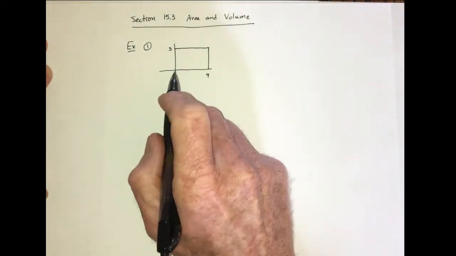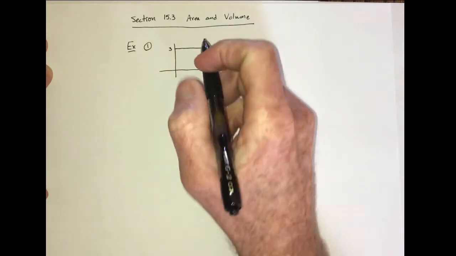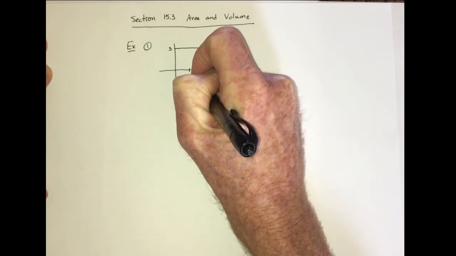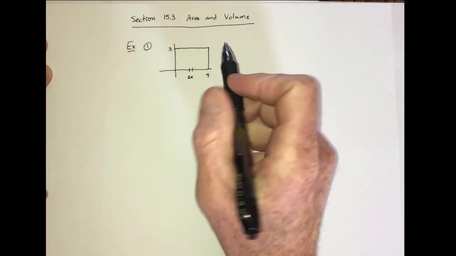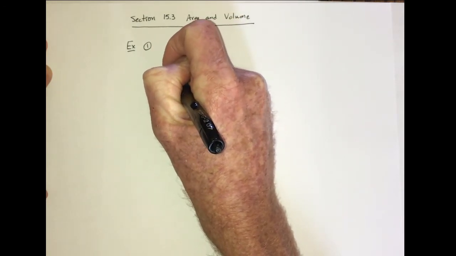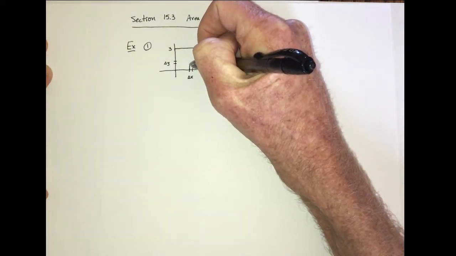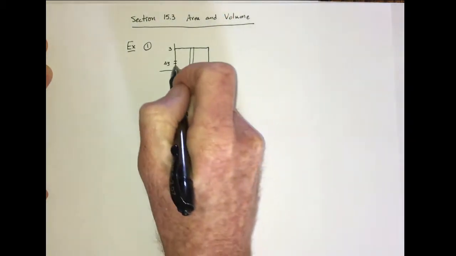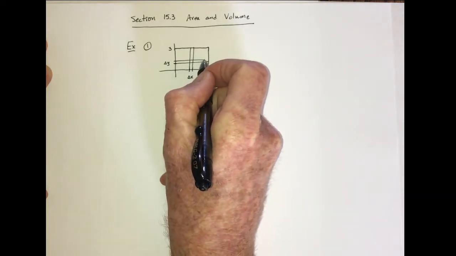So what you do is you take this interval that goes from 0 to 4 and you divide it into a bunch of pieces. Each one is going to have a width of delta x. Then take the y-axis going from 0 to 3 and divide that into a bunch of pieces. Each one is going to have a width delta y. So then you have a strip that's going up like this that is a width of delta x. You have a strip going across like this, which is a width of delta y.